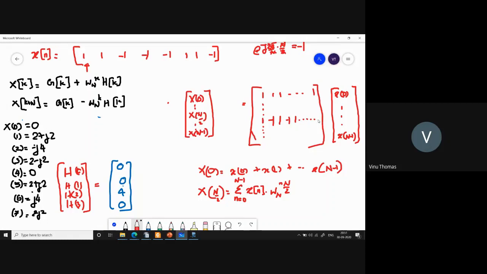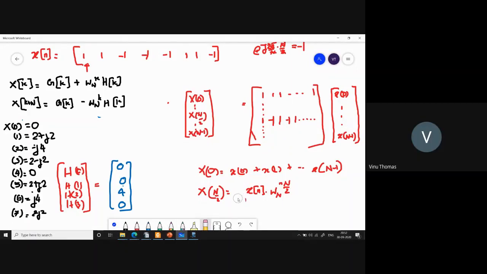So Arvind or Arjun or Vishnu, can you tell me what is x of n by 2? Arjun, you are there in the class, right? Arjun, can you tell me what is x of n by 2 therefore? That would be x of 0 plus minus 1 into x of 1 plus x of 2 minus x of 3 plus x of 4 minus x of 5, etc. Right? Yes, that's an interesting observation.